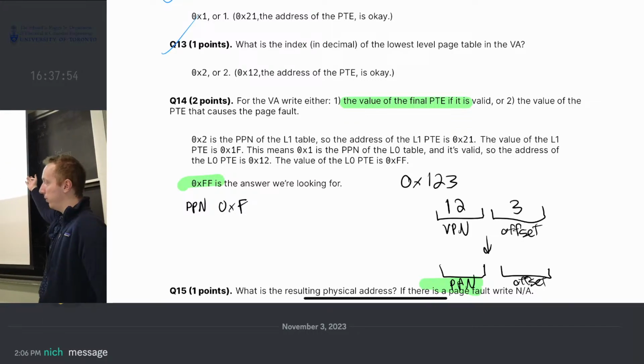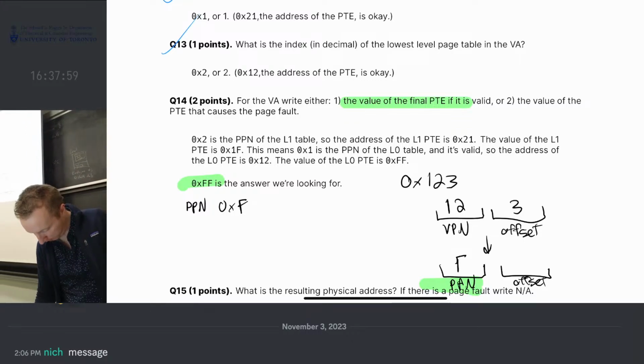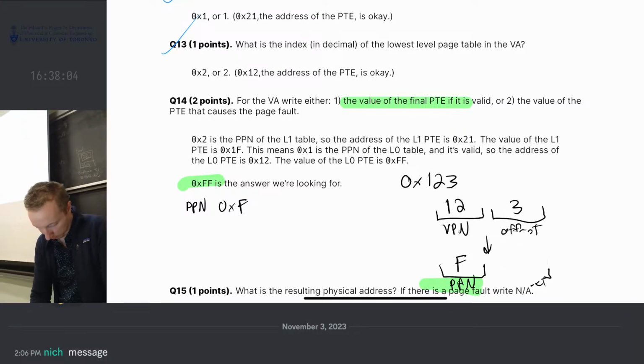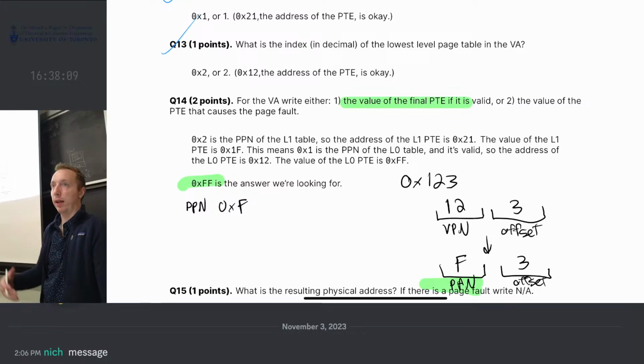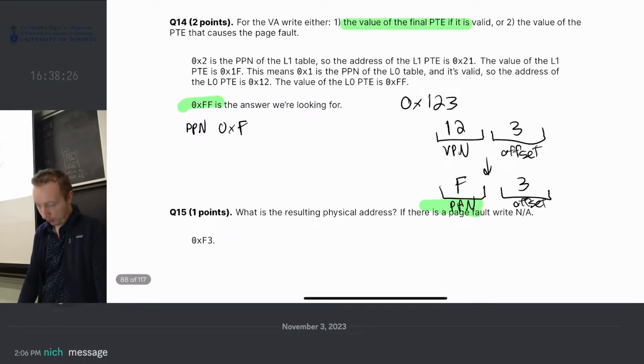So after 2 steps, we figured out that the physical page number is just F. So 1, 2 would translate to F. We don't touch the offset. So we figured out that virtual page number 1, 2 corresponded to physical page number F, and we don't touch the offset. So that means the final physical address is just F3. So any questions with that one? And hopefully, yep, we were correct.